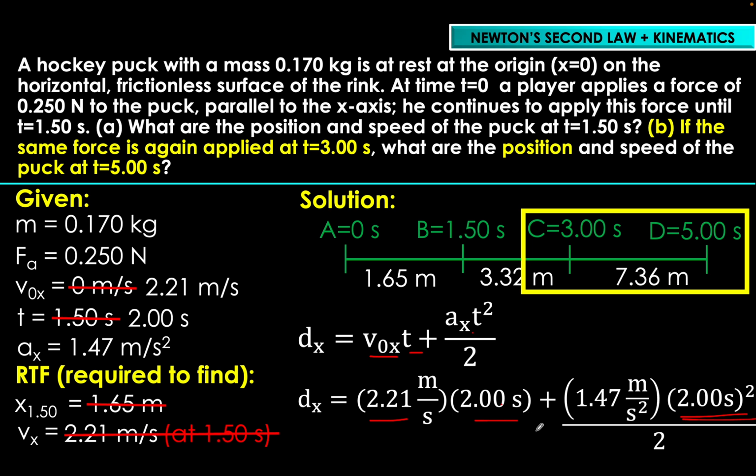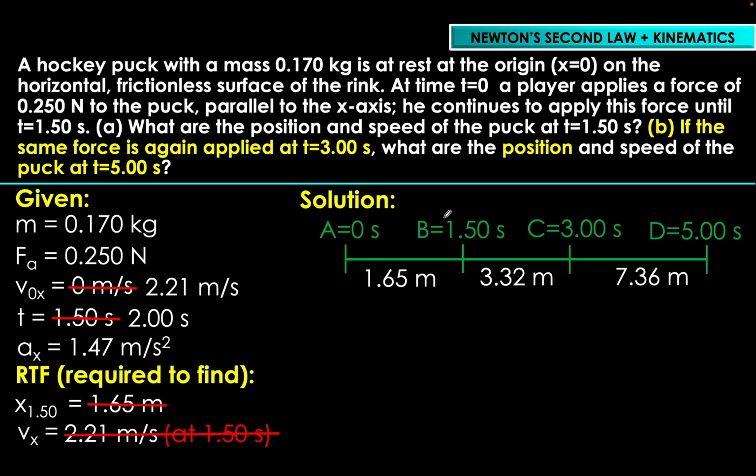What you're supposed to get in here is 7.36 meters. So that is now the displacement from point C to point D. So what are we going to do next? Since we're solving for the position of the hockey puck after a 5-second interval, what we have to do is just add all those displacement values from point A to point D.